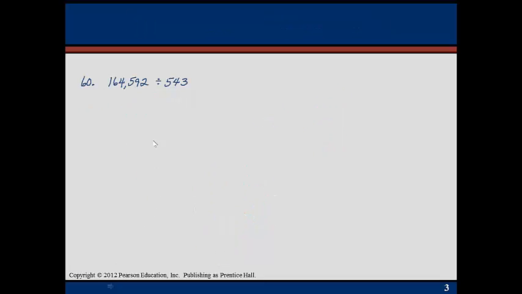Now number 60, we have 164,592 divided by 543. So again, let's rewrite it. And we're going to start by saying 543 into 1, which it doesn't do. 16, no. 164, no. So what we're looking at is how many times does 543 go into 1,645. So off to the side, let's do some multiplication.